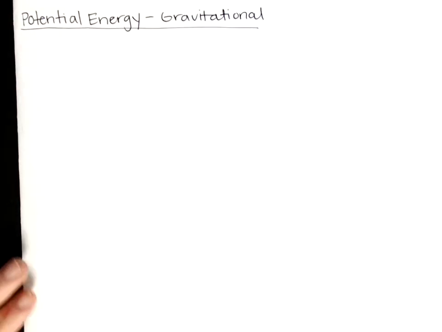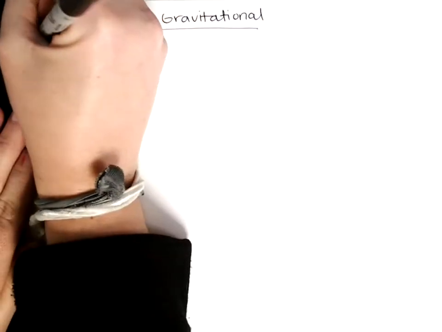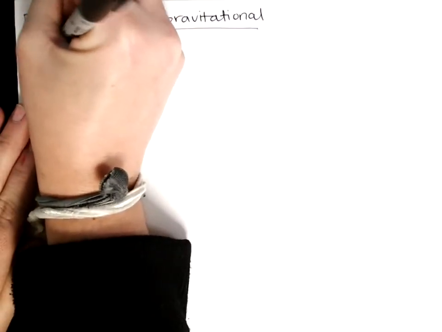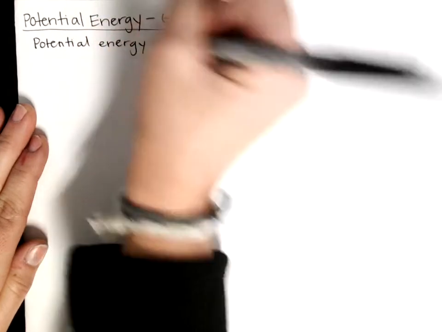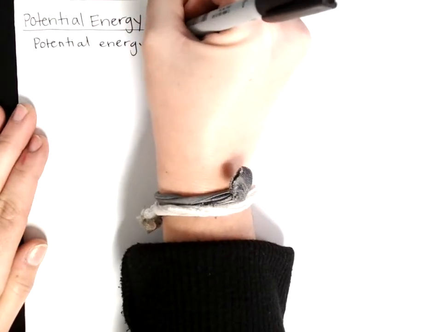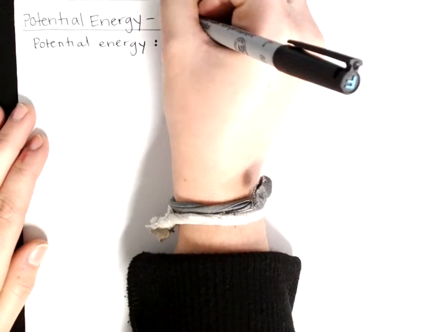Okay, so potential energy. There are two different types of potential energy. The one we're going to talk about right now is gravitational. Potential energy is basically stored energy in an object. When an object is at a certain height above the ground, it has a certain amount of stored potential energy. It has the potential to do work.